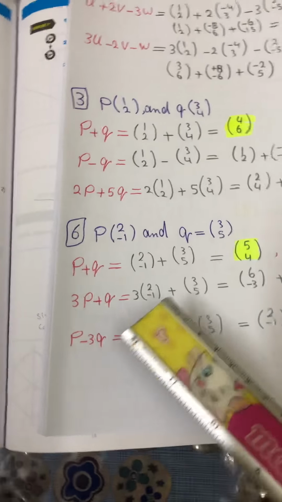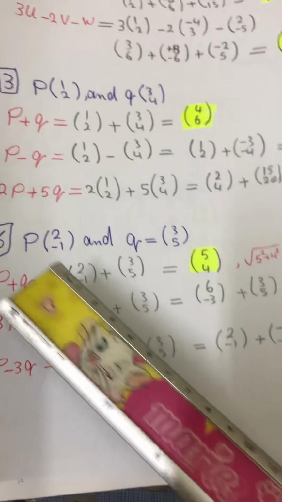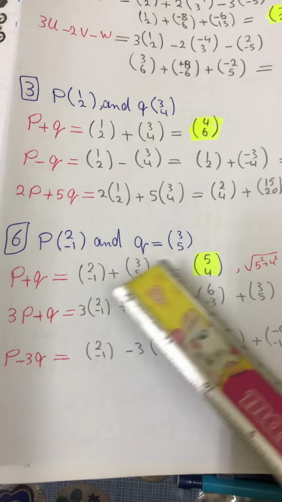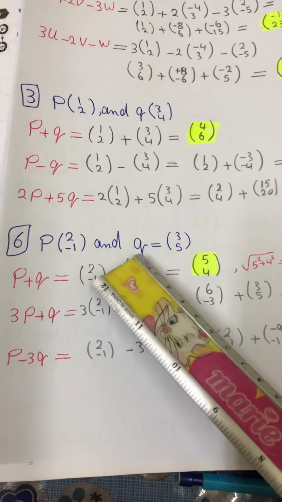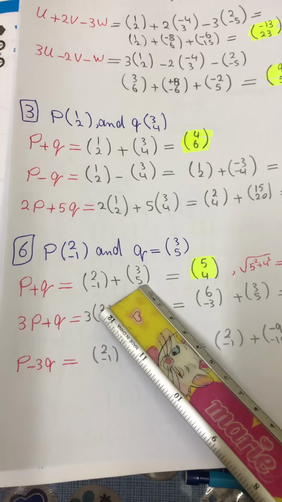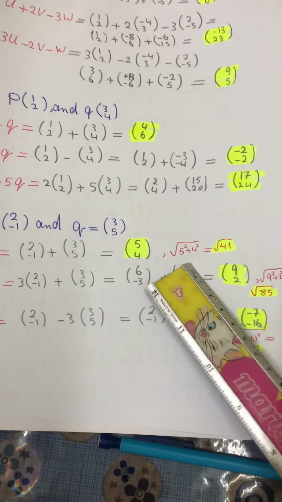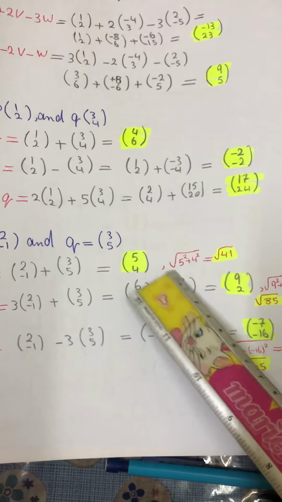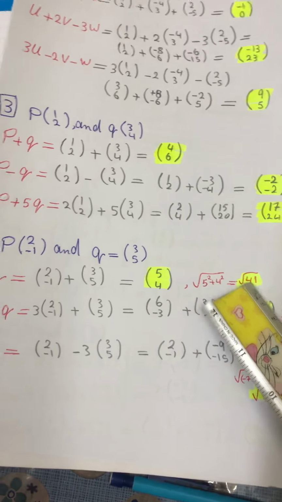I'll take question number 6 from exercise 1, page 232. I have given P 2, negative 1 and Q 3, 5. P plus Q. So P 2, negative 1 and Q 3, 5. I think it's easy now. Regular addition. And he asked it to find the magnitude. So the answer is 5, 4. So 5 square plus 4 square under square root. It will be square root of 41.